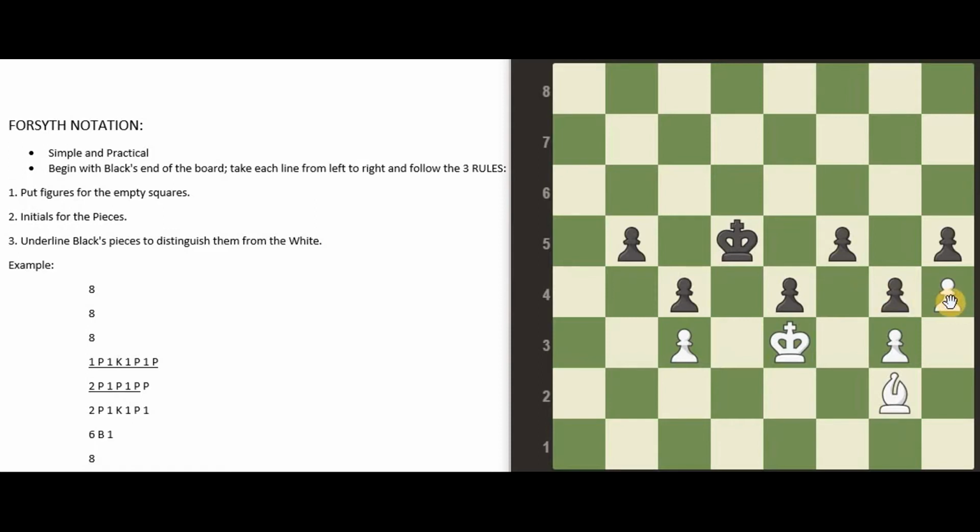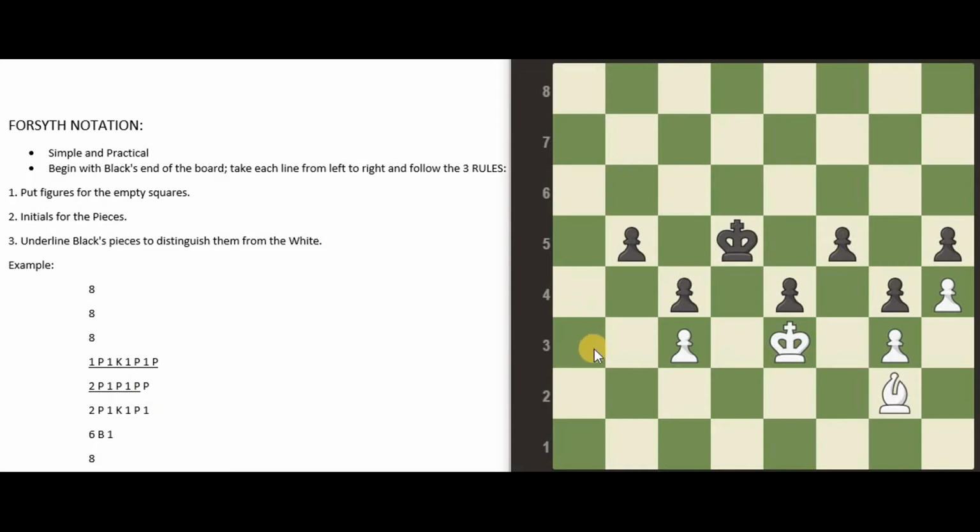And the last square on the 4th row is occupied by the white pawn, so we write P over here, but we don't underline it since we have to underline only the black pieces. So white pieces will remain as they are.